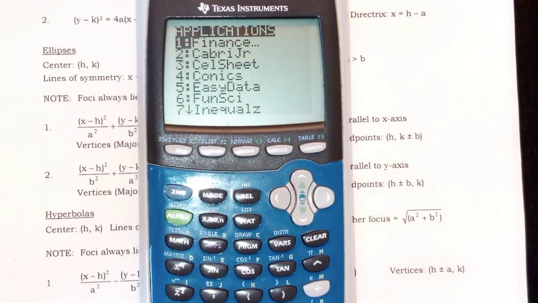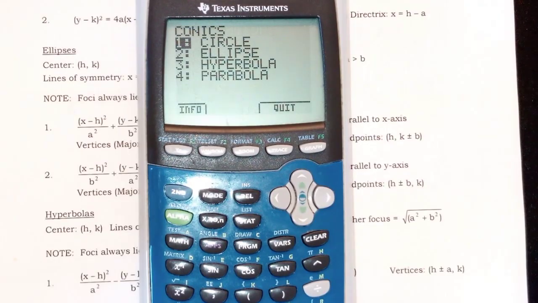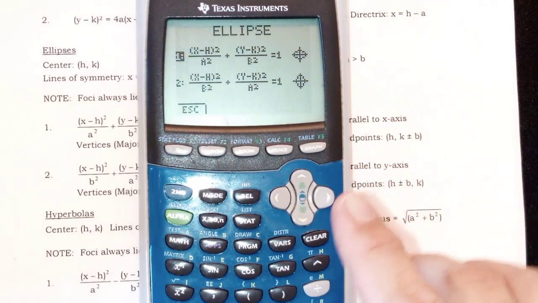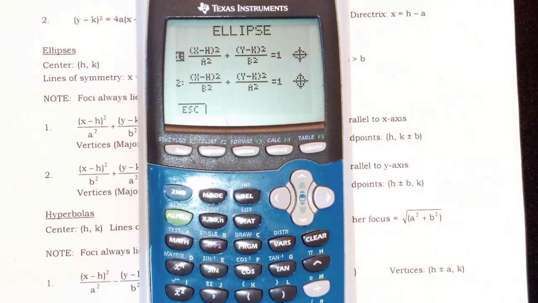If you hit the apps button on your graphing calculator, there's a whole bunch of stuff already built in here. Take a look at number 4. All of these equations are in here, along with the shapes that go with them. Hey, look, A squared under the x term. That ellipse is located horizontally. A squared under the y term, that one goes vertically. Hyperbola, horizontal versus vertical orientation, same thing.